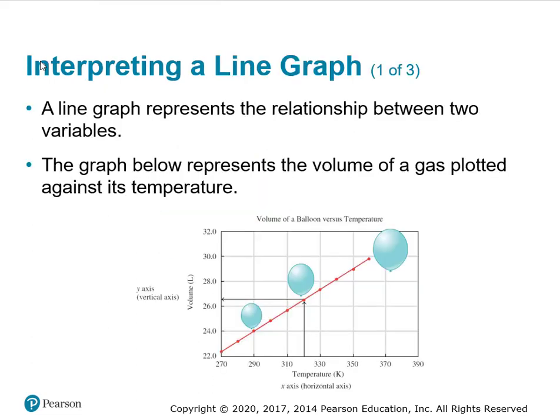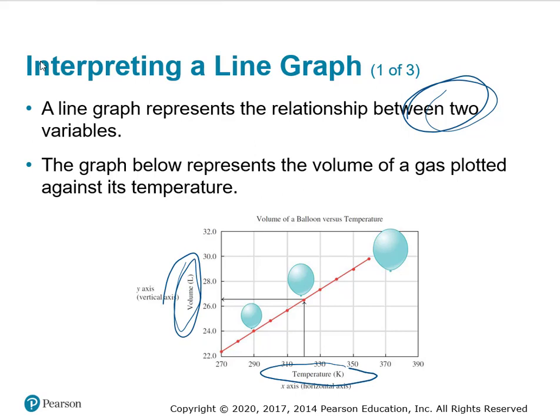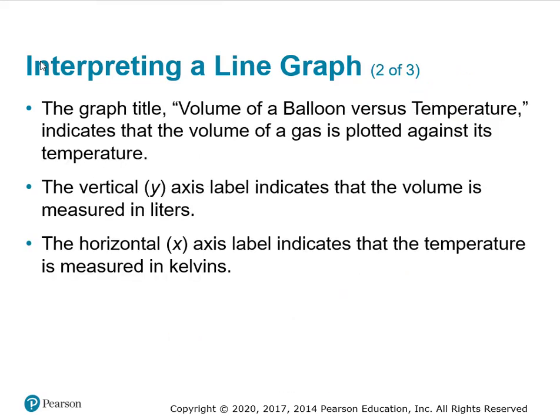Let's look at a line graph. A line graph represents the relationship between two variables. One variable will be on the y-axis, one variable will be on the x-axis. This graph represents the volume of a gas against its temperature. Its title says that it's a volume of a balloon versus temperature. It indicates that the volume is on the y-axis, the vertical axis, and it is in liters. And the horizontal, or the x-axis, label is the temperature in kelvins.